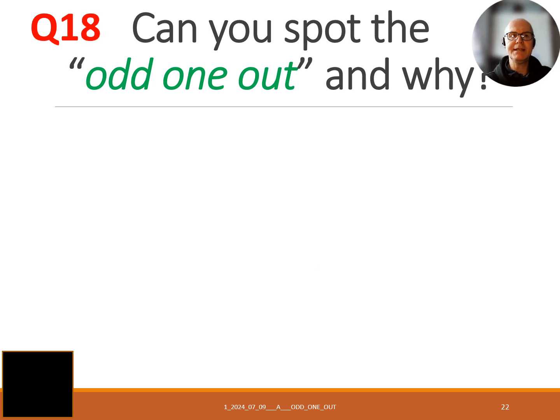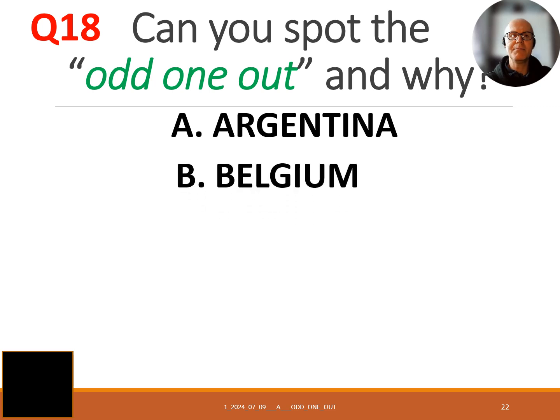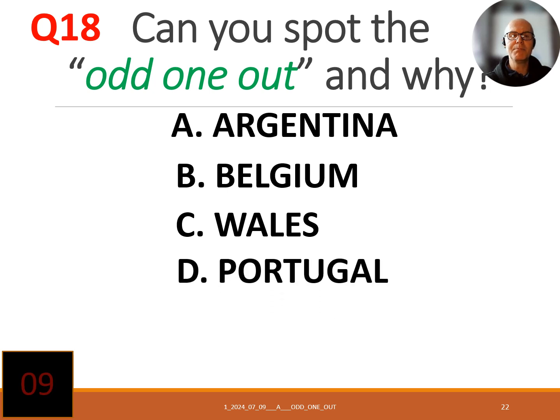Question 18. Just 3 to go. Can you spot the odd one out and why? A. Argentina. B. Belgium. C. Wales. And D. Portugal. Which country is the odd one out and why?